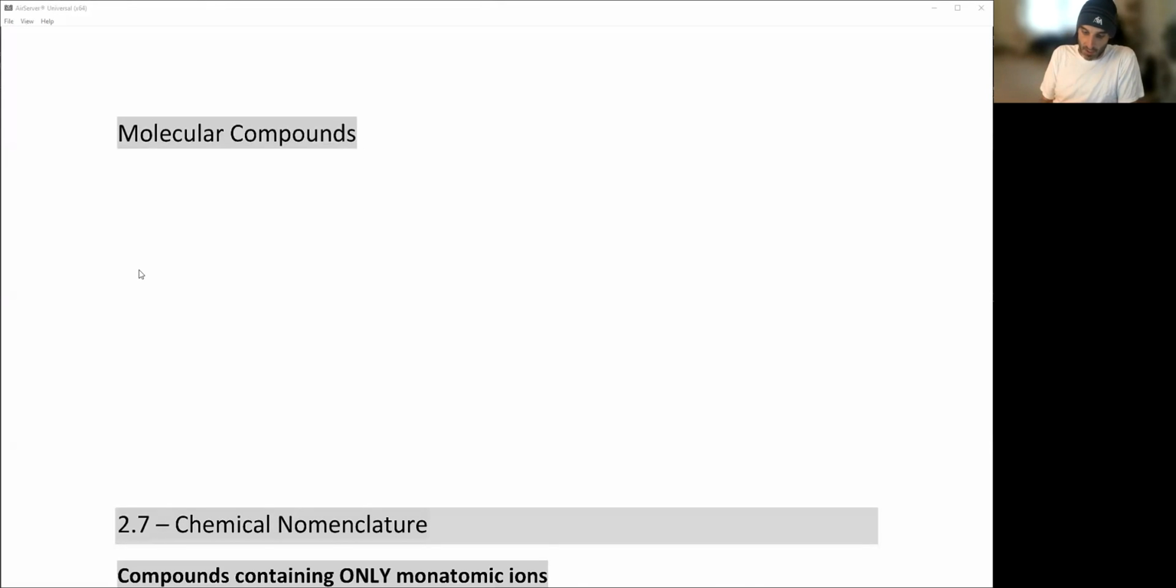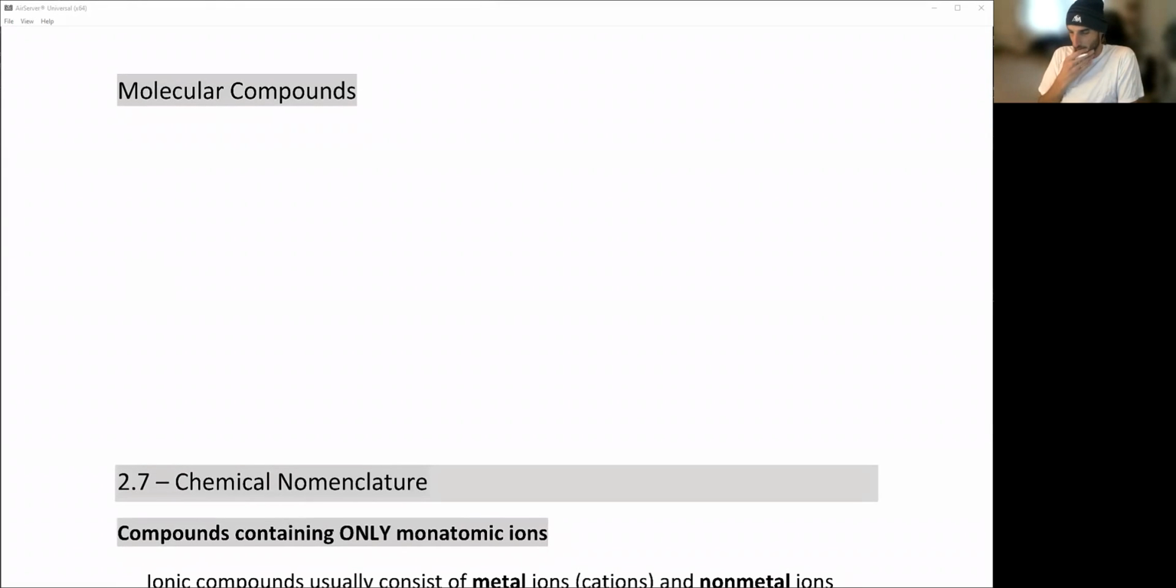Okay, so this is section 2.7, chemical nomenclature. I guess I was supposed to cover chemical compounds in the last one, but it snuck onto this page. But it is actually important to talk about when we're talking about naming. There are two types of compounds, molecular compounds and ionic compounds. So again, ionic versus covalent.